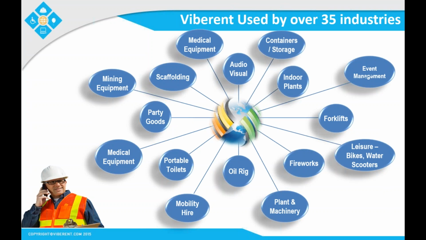Viberent is currently used by over 35 different industries, from mining equipment through to mobility, medical equipment, indoor plants, forklifts, oil rig, plant and machinery, portable toilets, party rentals. Over 35 different industries use Viberent at the moment.